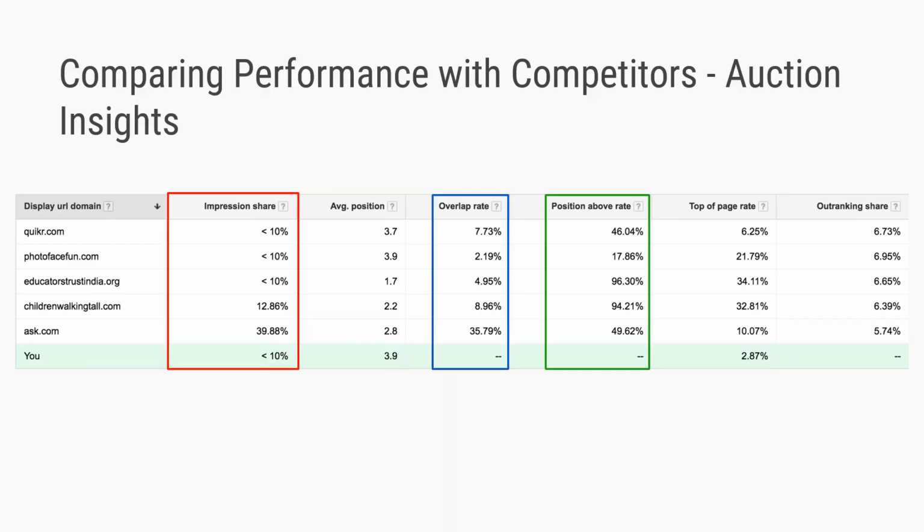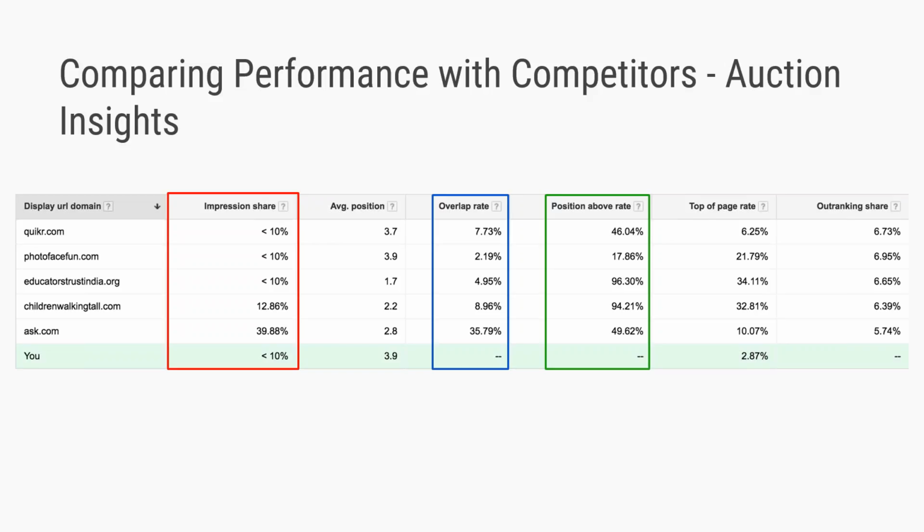Now I want to know how I'm performing versus my competitors. This data is provided by the report in the AdWords account called Auction Insights. It lets you compare your performance with other advertisers who are also participating in the same auctions that you are. So I'll just explain the metrics here. Impression share, you are already aware of that.